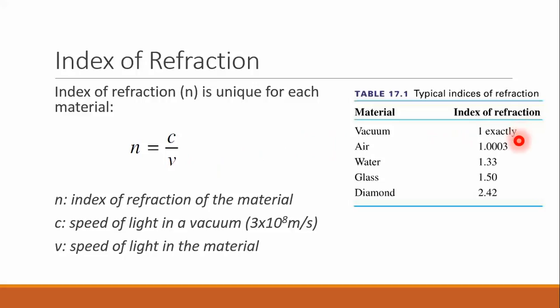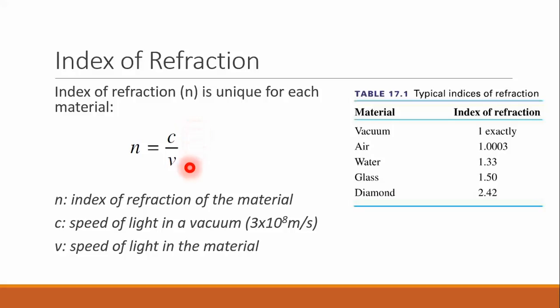So air is very close to 1, water is greater than that, glass is 1.5, diamond is 2.42. You don't need to learn indexes of refraction. You should know that a vacuum is 1. The c in the equation is for the speed of light, which is 3 times 10 to the 8th meters per second. That's on your equation sheet.